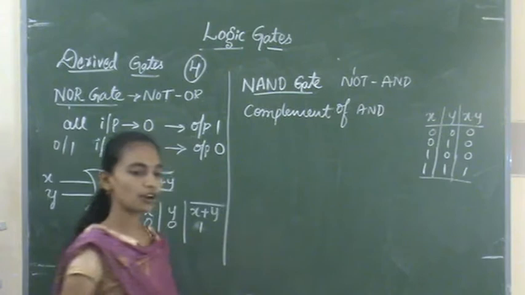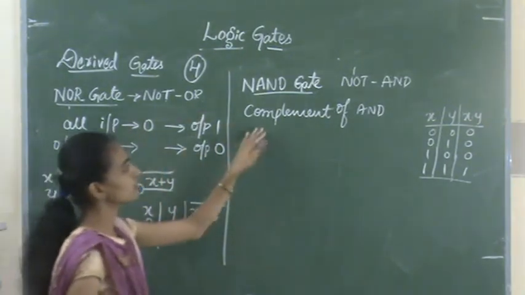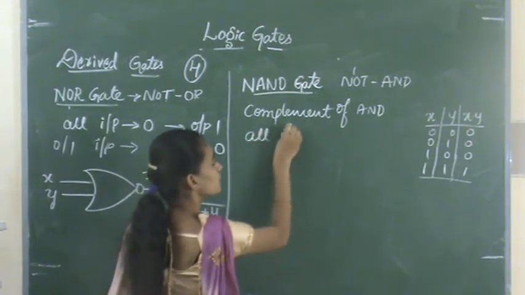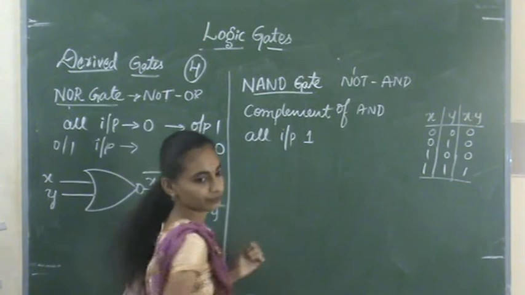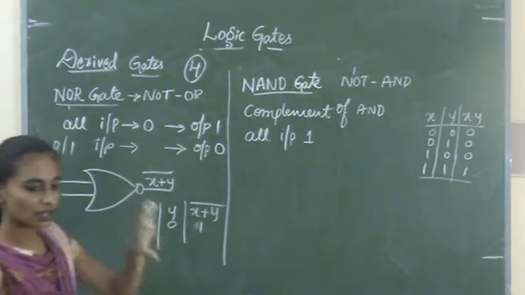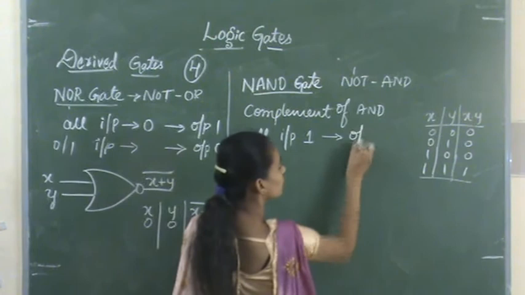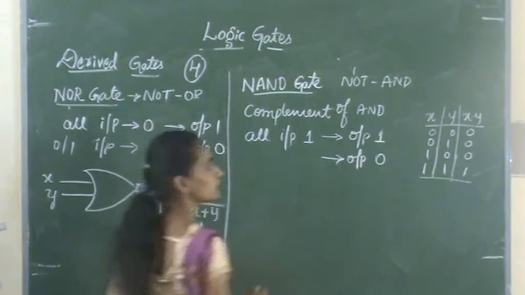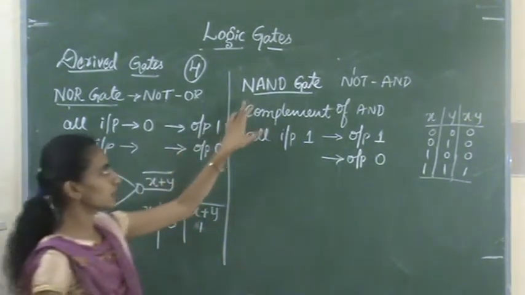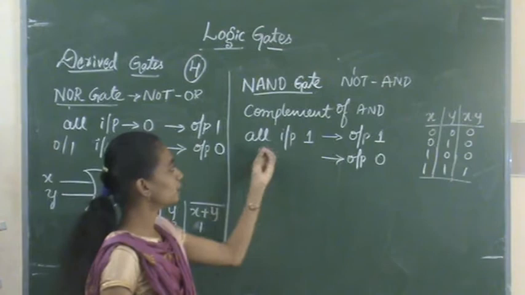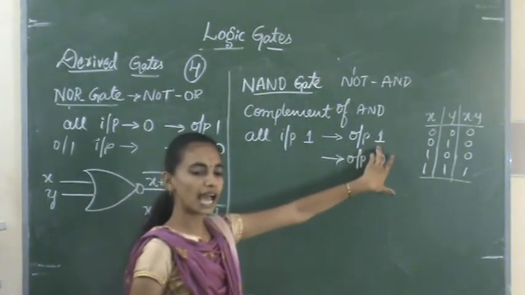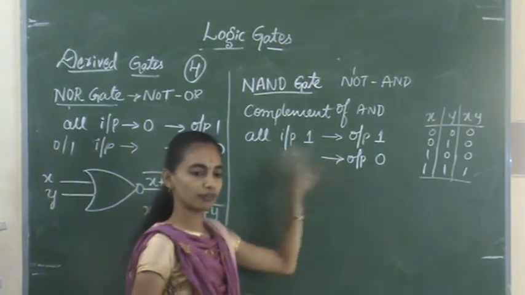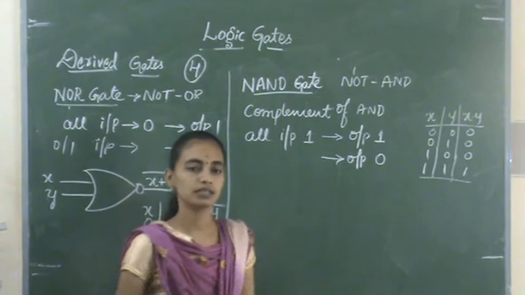It is a complement of the AND gate. So how this works: when all the inputs are 1, the output will be 1. Otherwise, the output will be 0. So how does the NAND gate work? The NAND gate produces the output as 1 if all the inputs are 1. Otherwise, the output is 0.